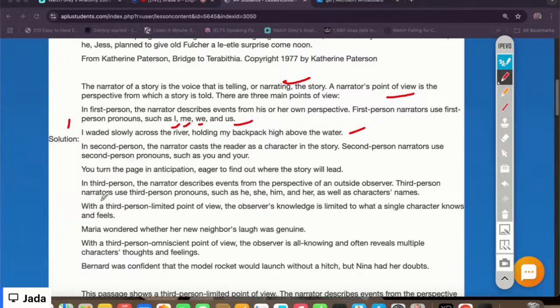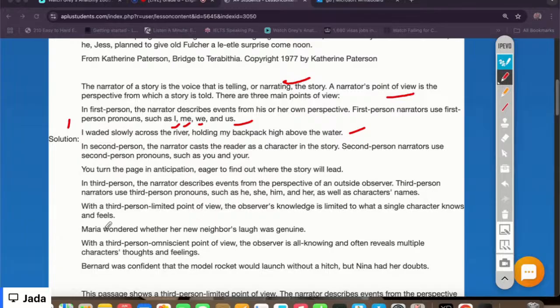All right, so for the third person, the narrator describes events from the perspective of an outside observer. A third person narrator uses third person pronouns such as he, she, him, her, as well as characters' names. So, you know, when you read a story and it's giving you an explanation, but it looks like it is someone who is telling the story, like looking at the characters doing the thing and then telling you the story. That is the third person narrator, okay? And then the first person is when I'm telling a story all about myself, and I say, oh, I went down the stairs, I did this, I did that.